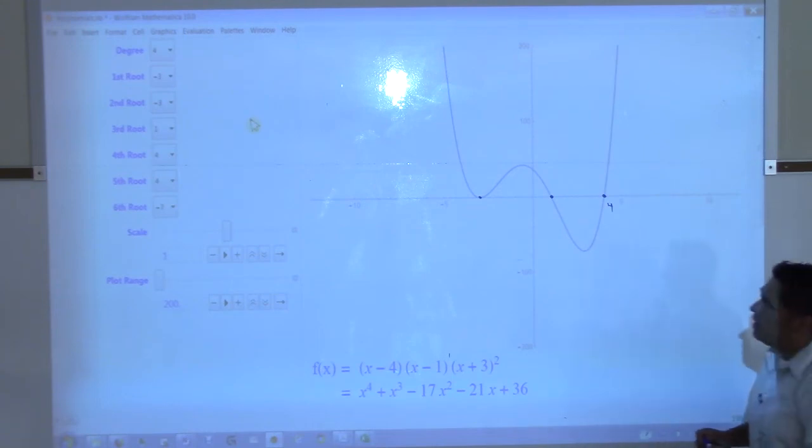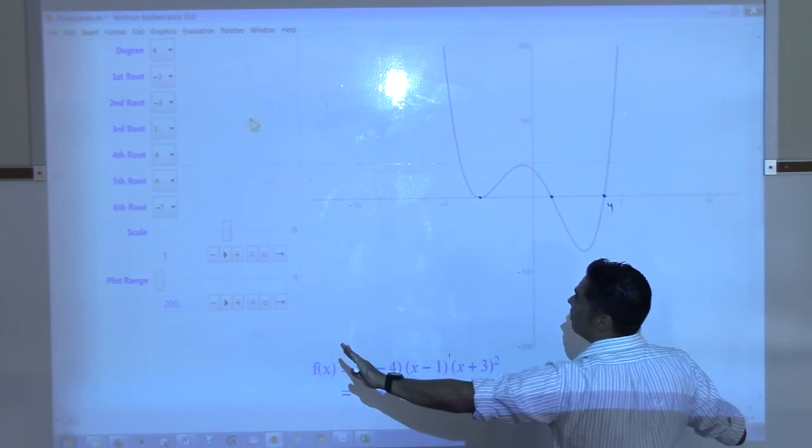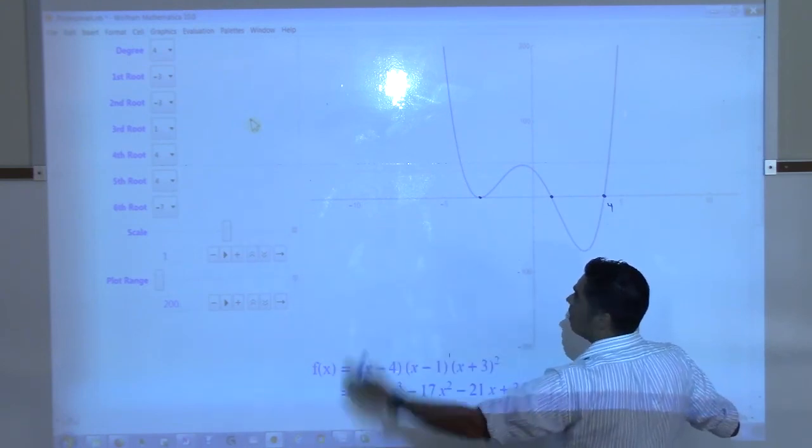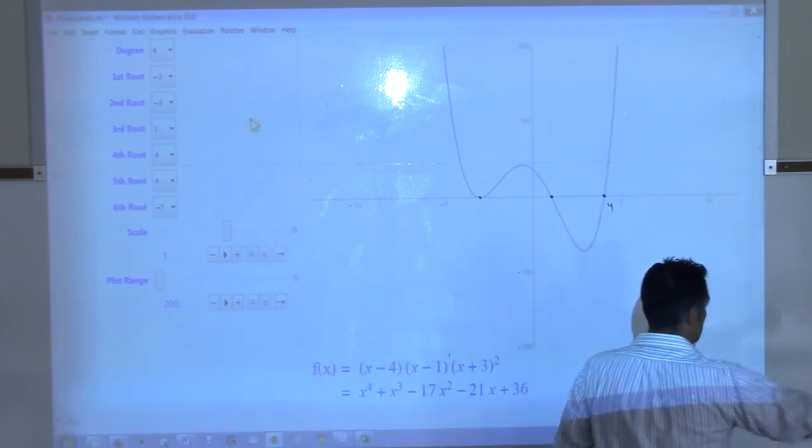And what about the end behavior? What is the left end of this function doing? Going up or down? Up. And the right end behavior? Up, right? Okay.